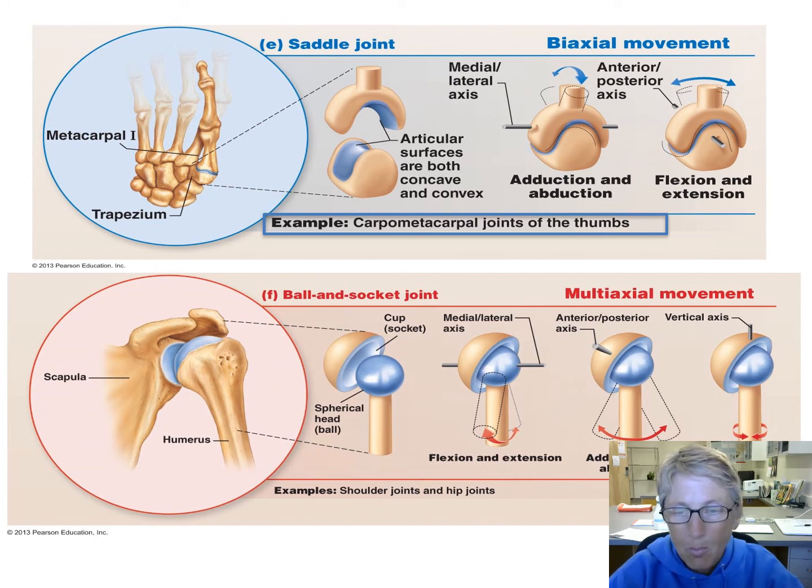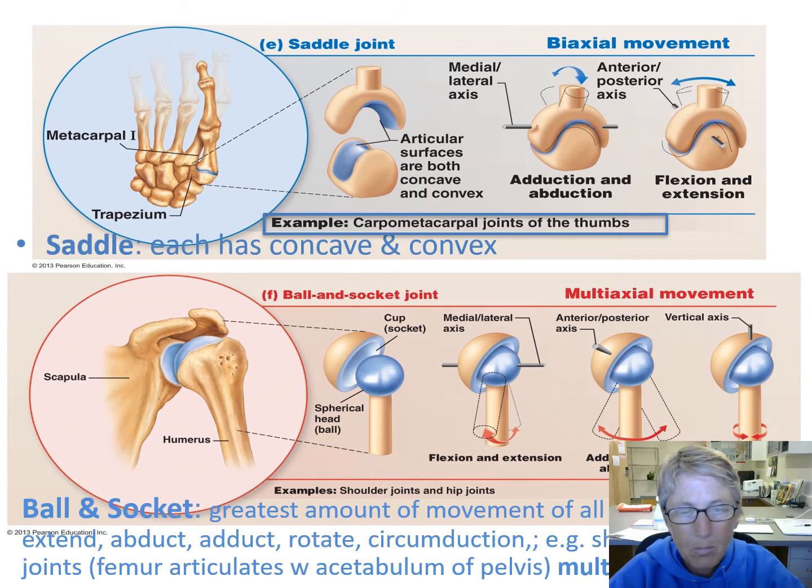The next subcategory of synovial joint is a ball and socket joint, and it has multi-axial movement. So look, it's got 1, 2, 3 axes that you can move around that joint. Ball and socket has the greatest amount of movement of all the joints. It can flex, extend, abduct, adduct, rotate, and it can circumduct. Examples are the hip and the shoulder joints.